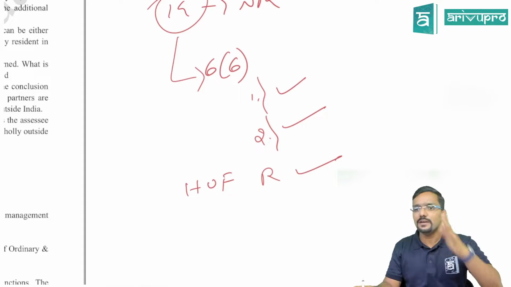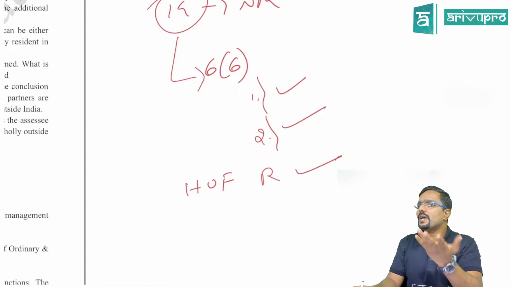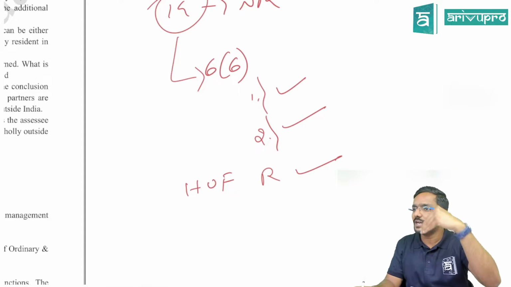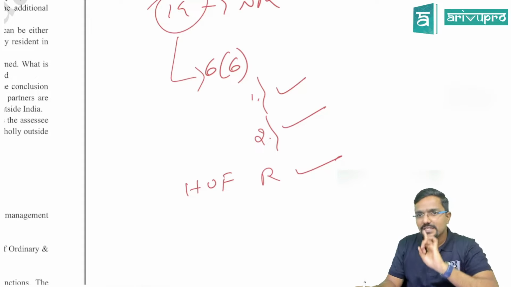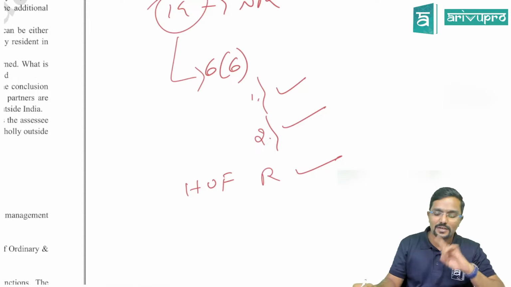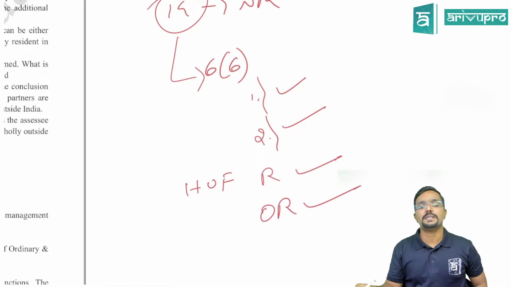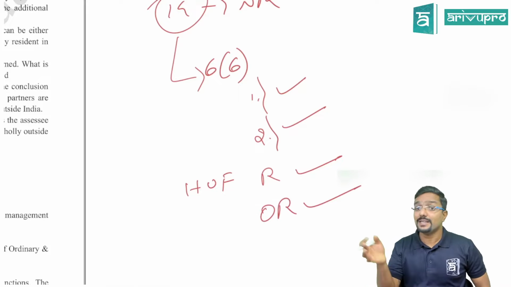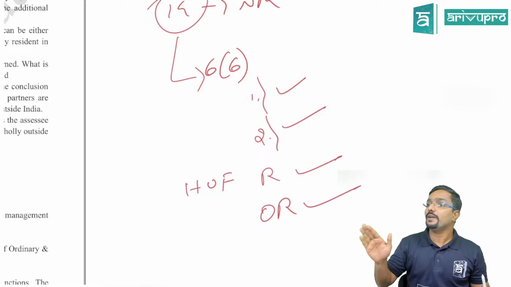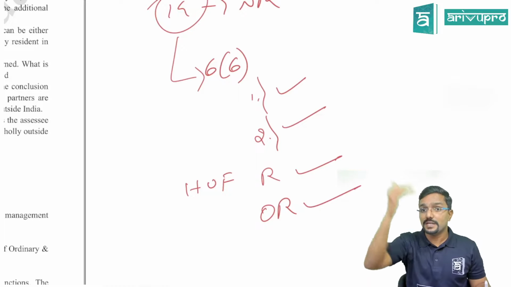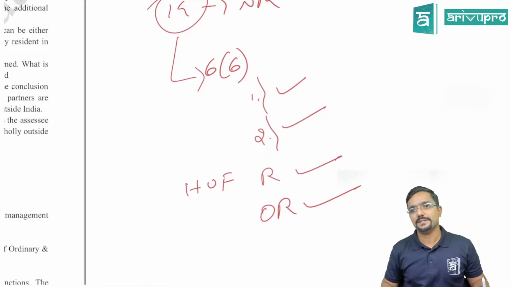Is he satisfying? Yes. We don't care whether the Karta is ordinary resident, not ordinary resident, or non-resident. But is he satisfying both the conditions? Yes, sir. So automatically HUF will become what? Ordinary resident. Clear? I am just telling there is a possibility that where Karta is non-resident, but still HUF will become ordinary resident. Clear?